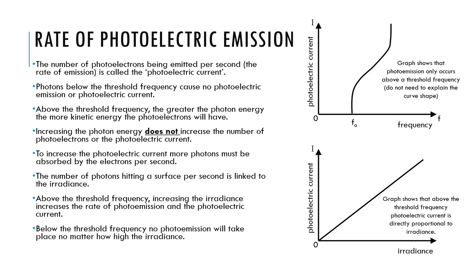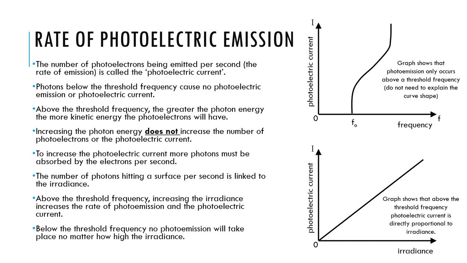So if the photons are below that minimum energy, nothing's going to happen. If they're above the threshold frequency and have above the work function, then the greater the photon energy, the more kinetic energy the photoelectrons will have. So if the photon is above the threshold frequency, then it has enough energy to cause photoelectric emission. How much energy it has above the work function determines how much kinetic energy the electron will leave with.